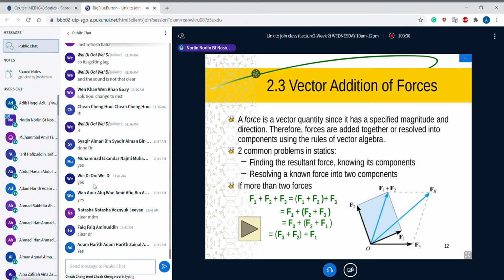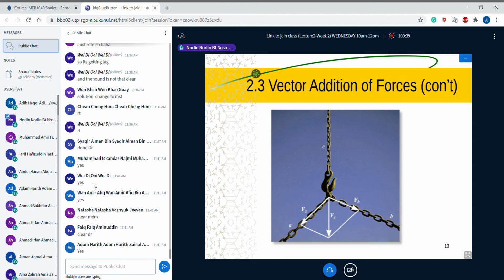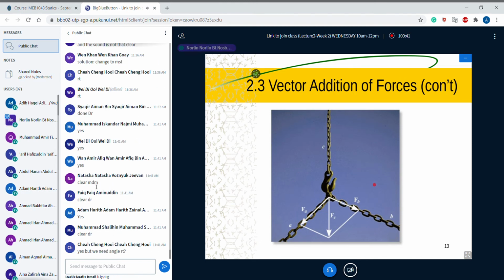Okay, now we will go next. Okay, for example, this screen. After this, we will look at how to apply the angle in certain situations. For example, this one, there are three forces here, FA, FB, and FC. So how do we find the FR? Later we will look.